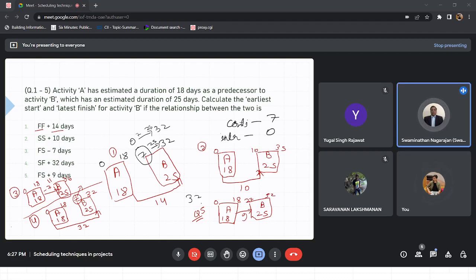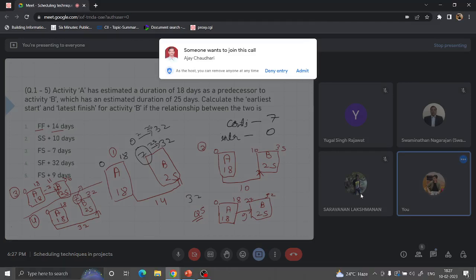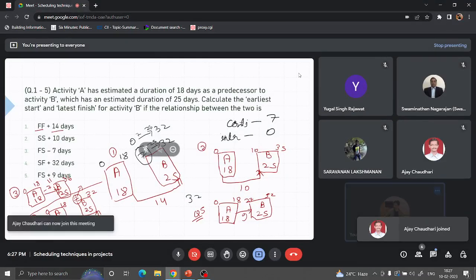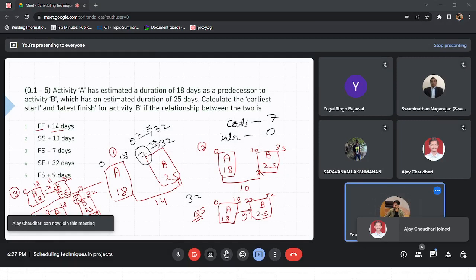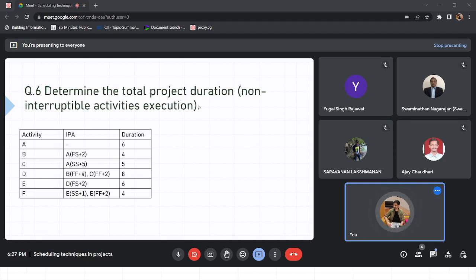Okay. So we have seen these cases, we have solved these questions. We will move on to a bigger network now, similar to what you guys see in your assignments. So this is a network where 6 activities are given, their relationships and duration is given. We will first solve by non-interruptible activity execution, and we'll take those activities to be contiguous.